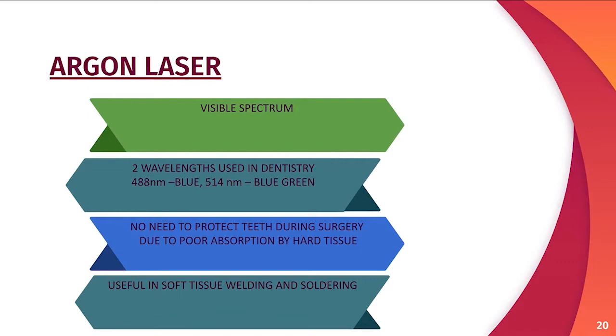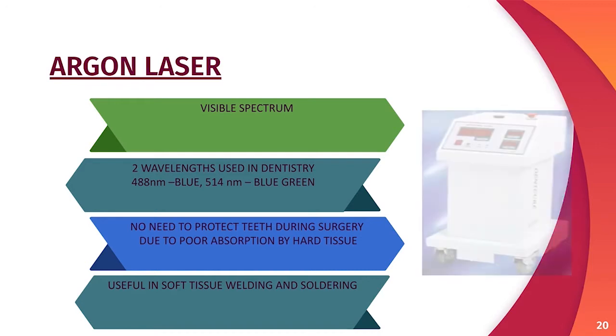Now we'll see all the lasers in detail. The first one, argon laser. It is in the visible spectrum. Two wavelengths are used in dentistry. The first one is blue, 488 nanometer, and the other one is blue-green, 514 nanometer. Here, there is no need to protect the teeth during surgery due to poor absorption by hard tissue. Useful in soft tissue welding and soldering.